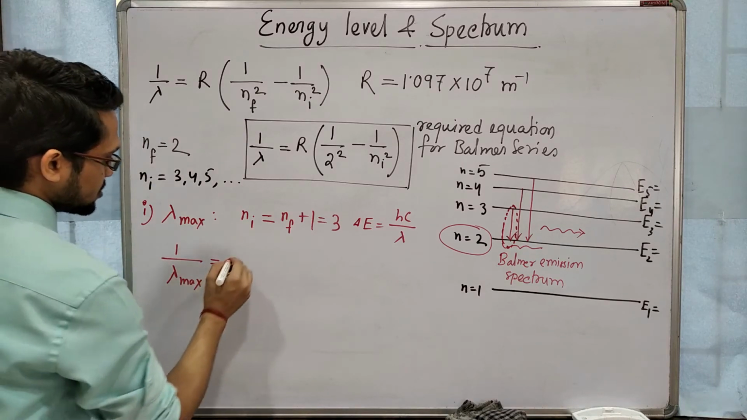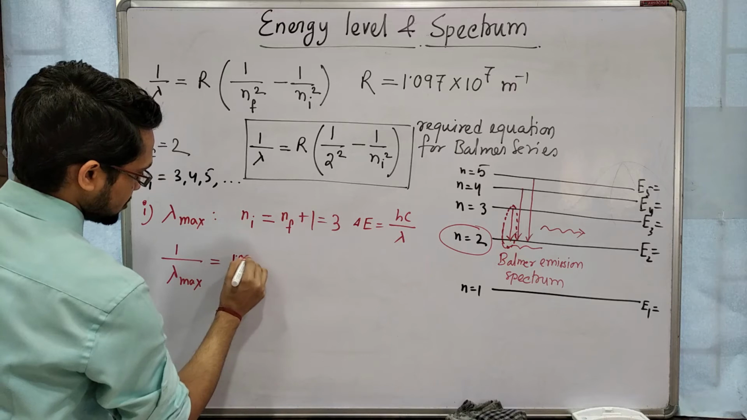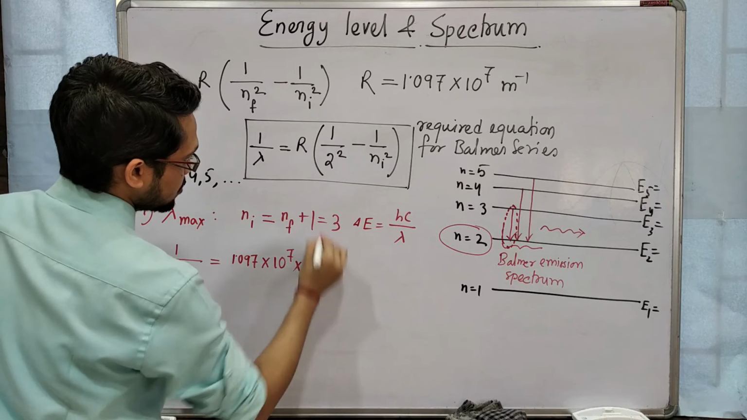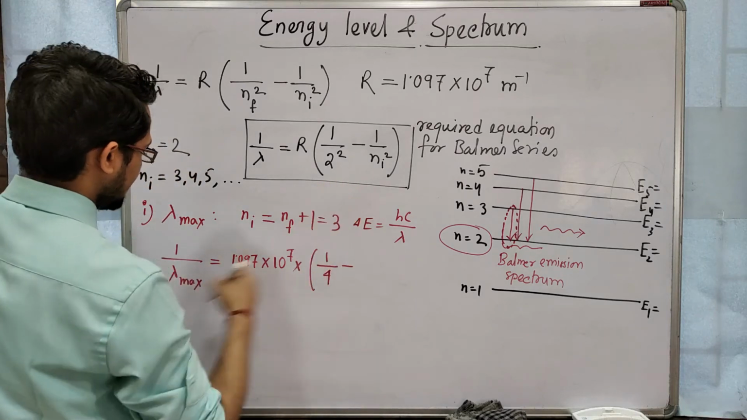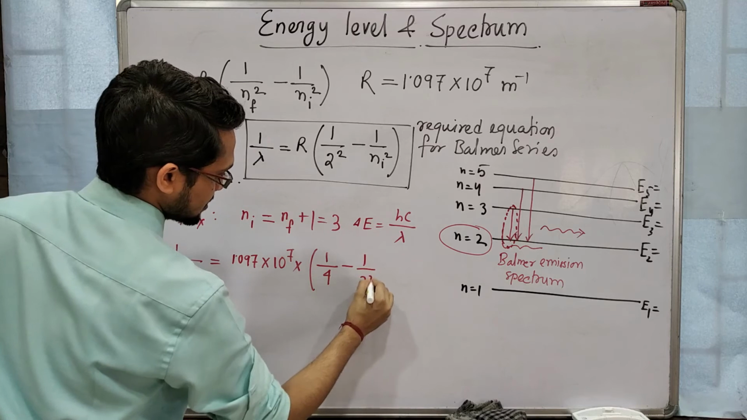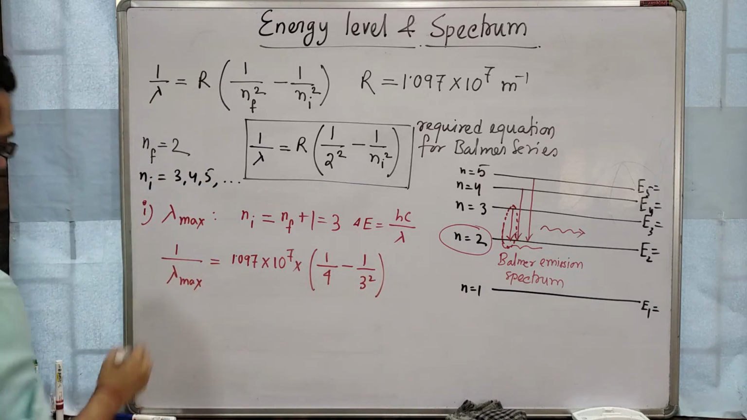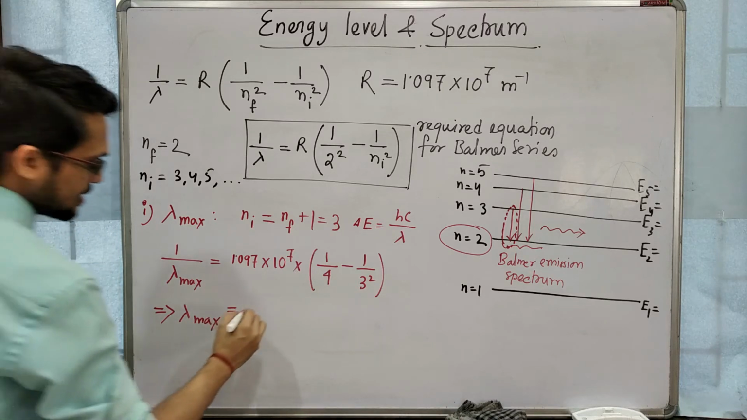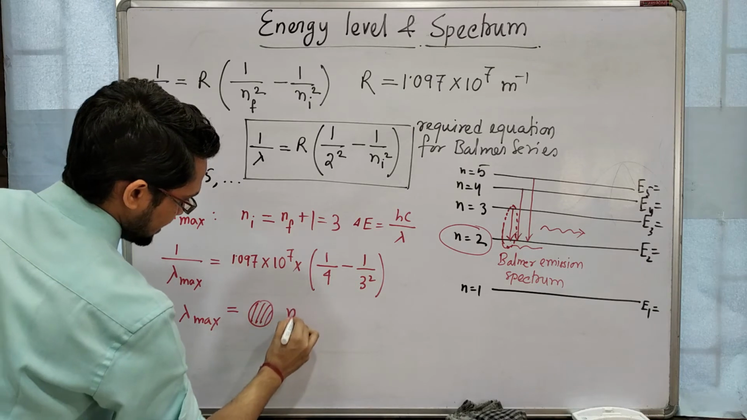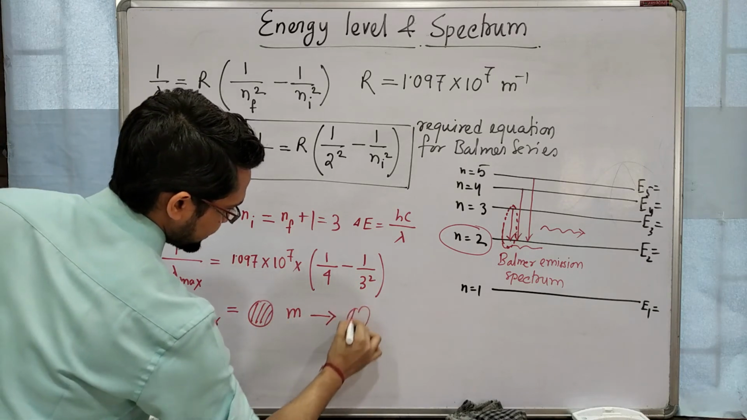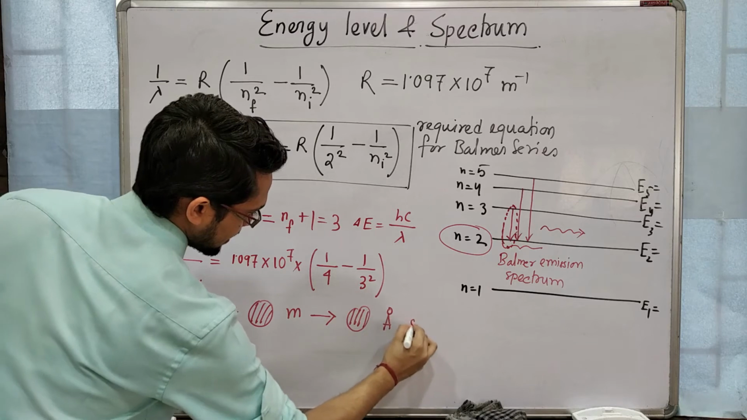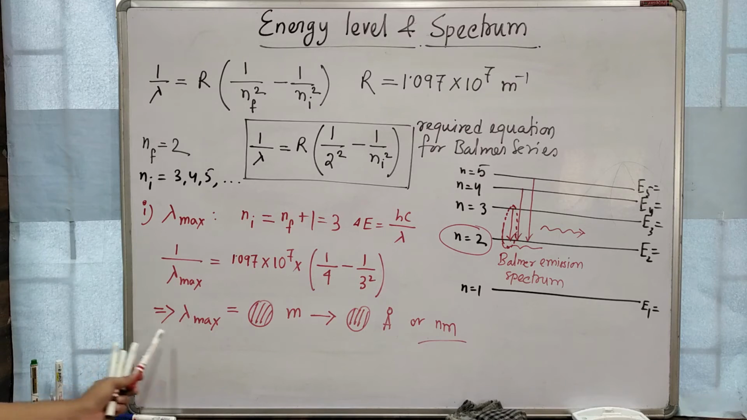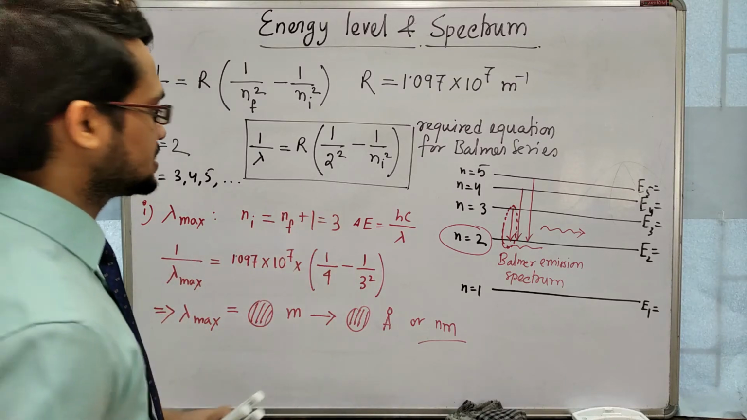So write 1 by lambda equals R, 1.097 into 10 to the power 7, into 1 by 2 square, that is 1 by 4, minus 1 by Ni square, that is 1 by 3 square. After calculating you will get lambda max in meter, then convert it into angstrom or nanometer. Clear? So in this way you will get lambda max. Lambda max means Ni will be NF plus 1.